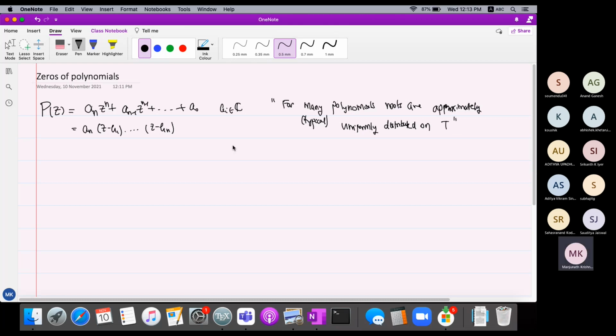The unit circle, okay. So this really involves two things. So what we should do is split it into two parts. One is radial distribution.